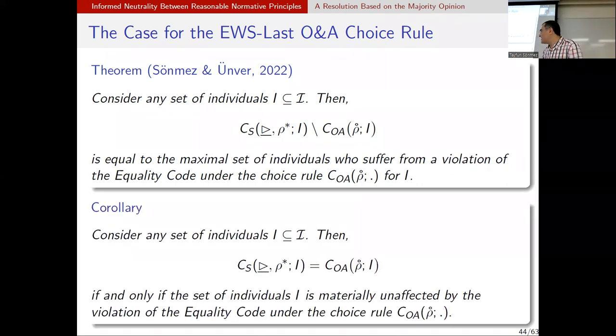Okay. A corollary is if there is no cutoff controversy, if there's no one compromised materially, then the outcome doesn't change. It's exactly the same as the existing system. Okay. So that is the case, and I suggest that this is in line with the majority view.